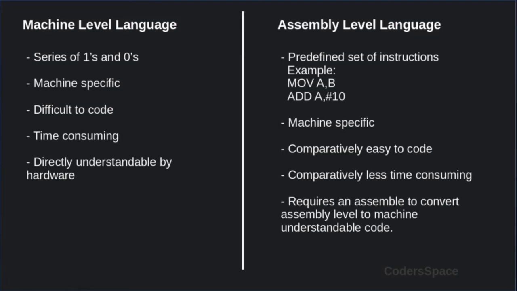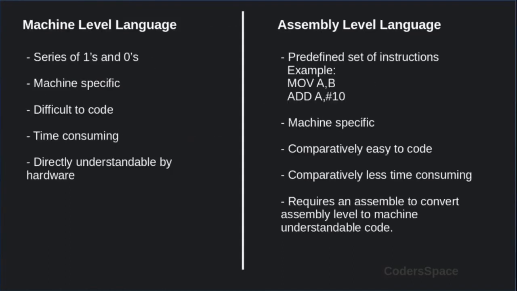In assembly level language, such mnemonics are defined, like move and add, and using these mnemonics or instructions we can write the entire code. Assembly level language is also machine specific like machine level language, but it is comparatively easier to code and less time consuming. But assembly level language requires an assembler before the code can be given to the hardware, because the hardware doesn't understand assembly level language. So these are the examples of low level languages.